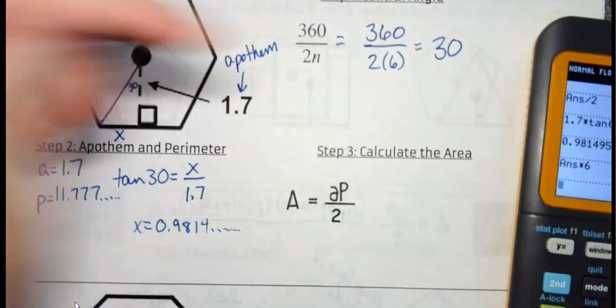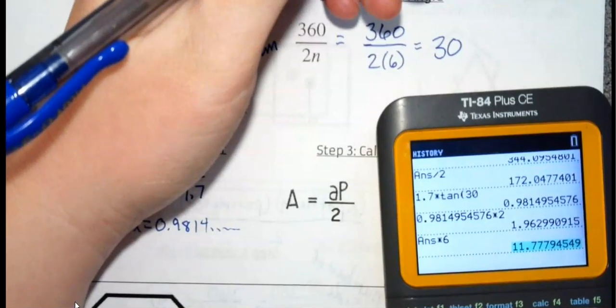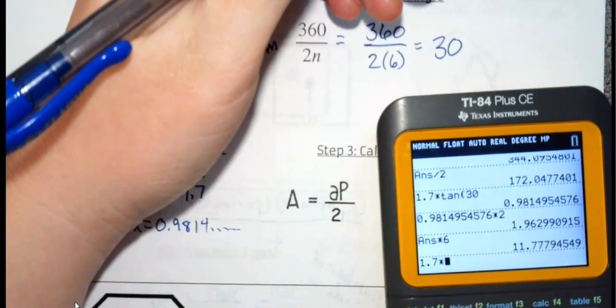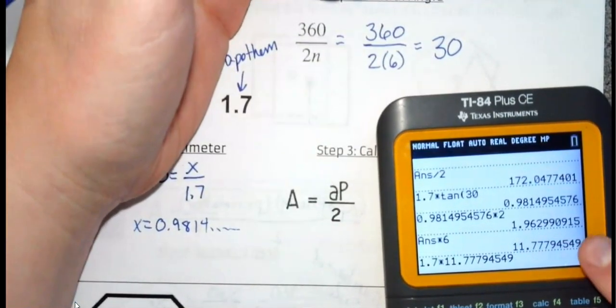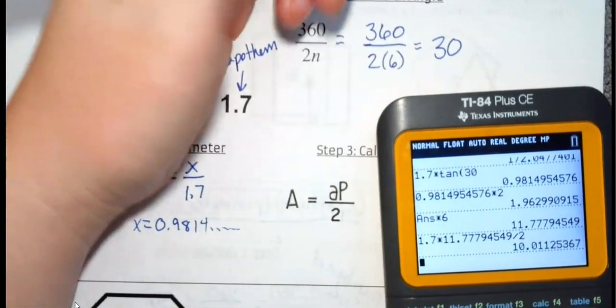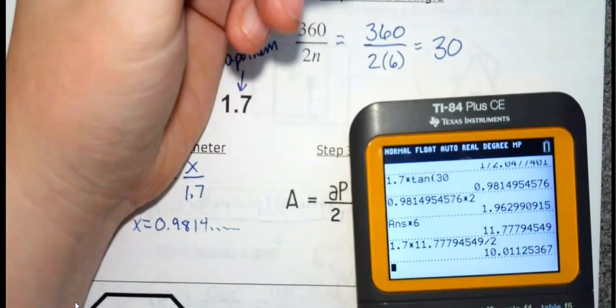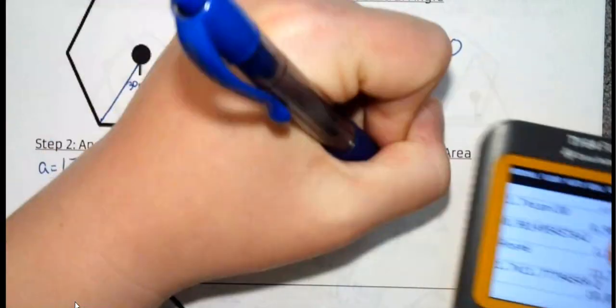And then we're going to multiply these numbers now. So the apothem is 1.7 times the perimeter, which is this number that's in my calculator, and then I'm going to divide it by 2. And this one is actually just going to be 10 as well.